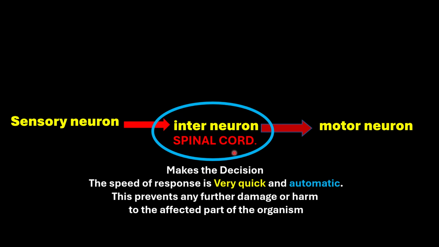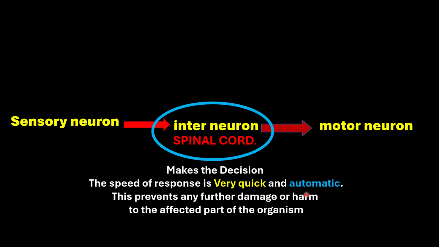And see how the spinal cord takes decision. The speed of response with regards to the spinal cord is very quick. Decision making by the spinal cord is very quick and it's also automatic. Automatic means it is self-operating, and it's very fast. In this situation, you can't think over it because the brain is not involved. Why is the brain not involved in this situation? It's because it is done in this way to prevent any further damage or harm.